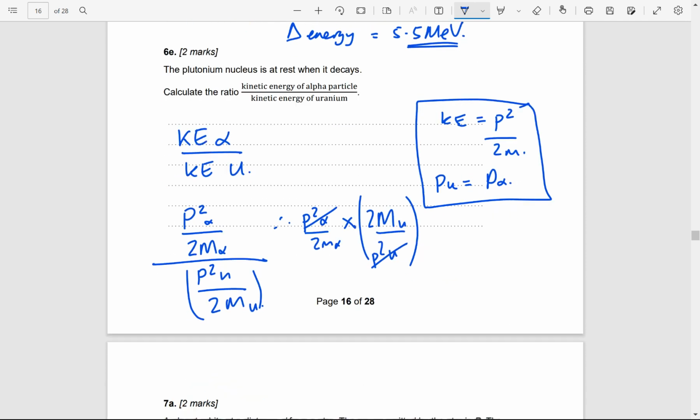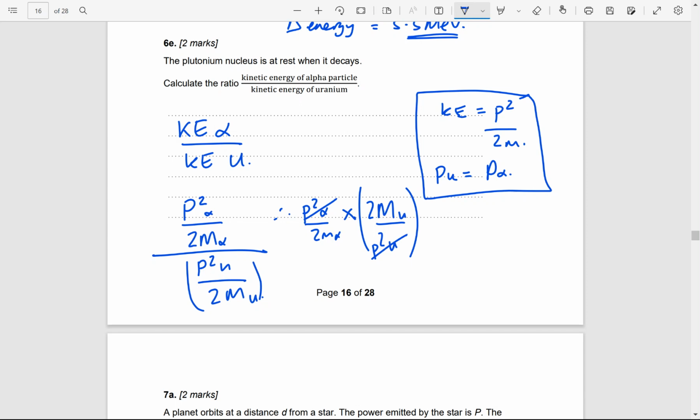So the ratio is, we've got a 2 and a 2, so it's m uranium over m alpha. So it's 234 over 4. It's just the ratio of the inverse of the masses, which is 58.5. That was quite hard, that one, I think.